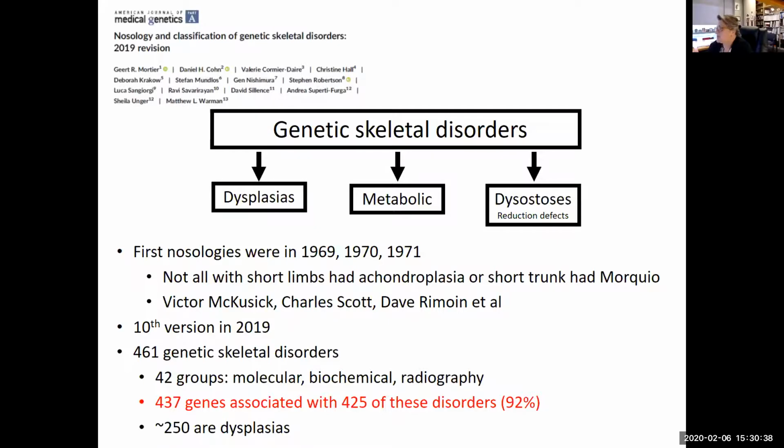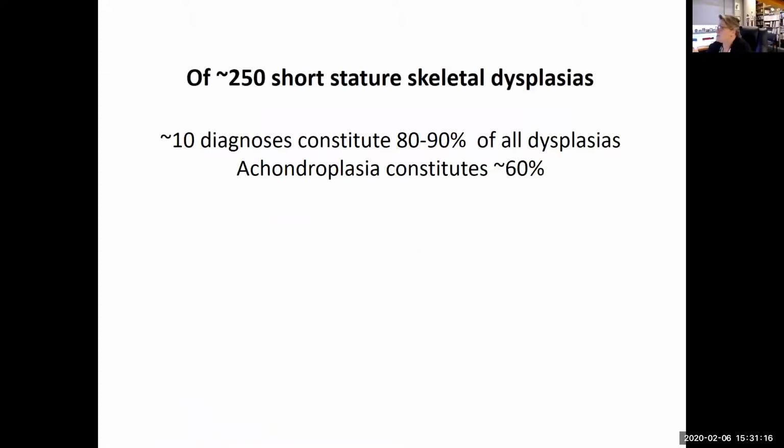It's been decades of folks getting together to categorize all the genetic skeletal disorders. We're focused right now on the dysplasias in that first category, but I want to make the point that out of the 461 genetic skeletal disorders that are in this most recent nosology, the vast majority, 92%, actually have genes associated with them. So now in this realm, sort of tying into the last section that we're going to talk about, the genetic testing part of things, the option and the ability to make diagnoses is actually very high at this point. Out of those 461, about 250, as I mentioned, are dysplasias.